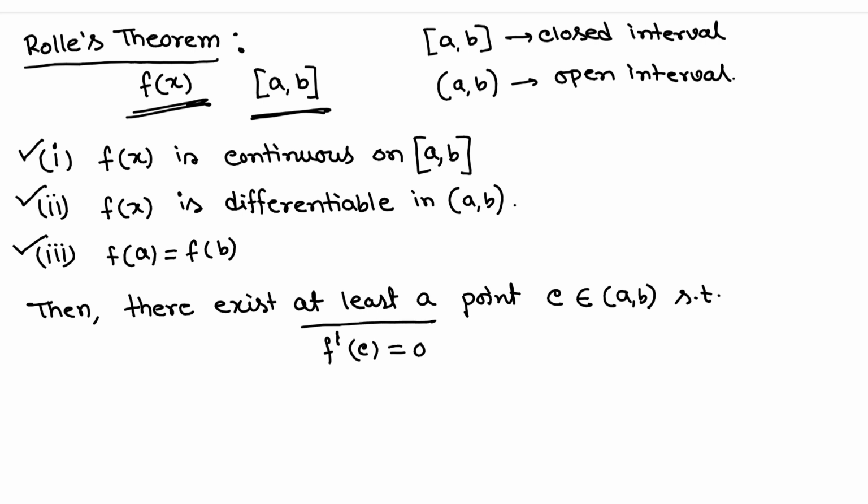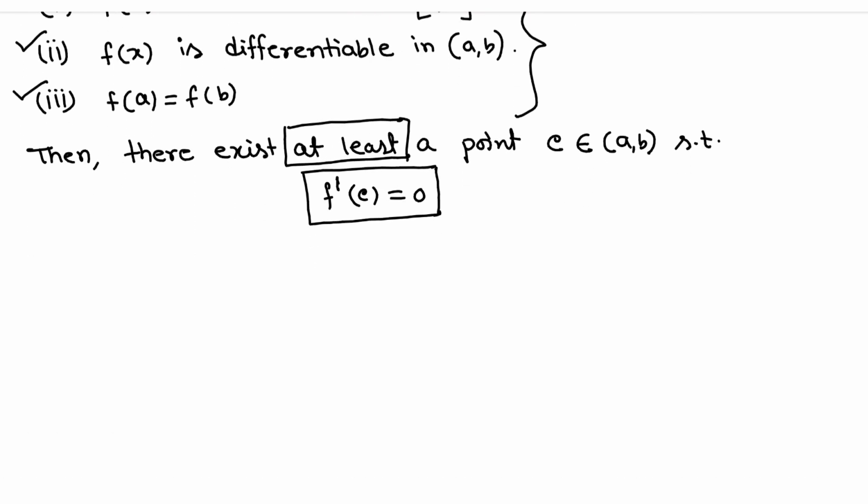What is f dash c? F dash c means the first derivative of f at the point c, that will be 0. So according to Rolle's theorem, if a function satisfies these three conditions, then there exists at least a point c. At least means there may exist more than one point, but definitely you will get at least a point. So let's understand graphically what this statement means.